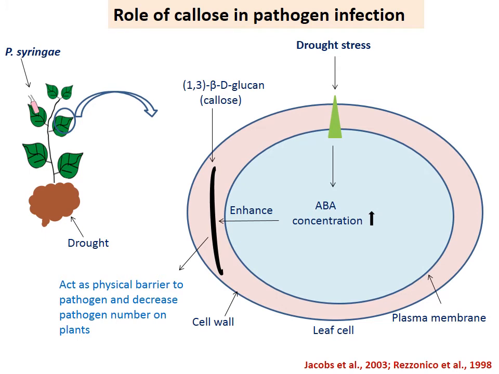Role of callose in pathogen infection. The plant cell senses the drought stress and increases the ABA hormone, which enhances callose formation in the apoplast of the plant leaf, and callose acts as a physical barrier to pathogens and decreases pathogen number on plants. As we know, bacterial cells multiply in the apoplast of the cell, but accumulation of callose makes bacterial cells unable to multiply in the leaf cell.